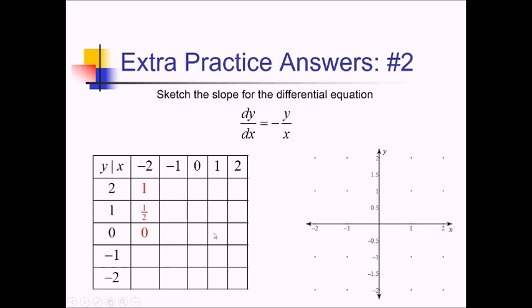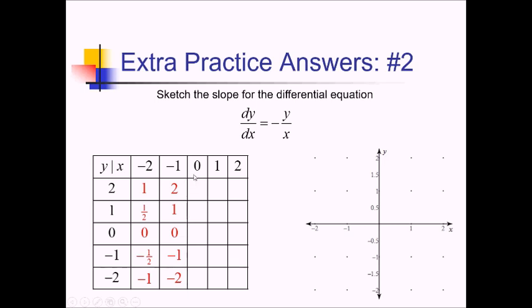In fact, this whole row is going to be zeros. Then we have negative 1 over 2, so negative 1/2. And negative 2 over 2 is negative 1. Next, I'm dividing all these y values by 1, so basically I'm just getting the y value I started with. So we have 2, 1, 0, negative 1, and negative 2.